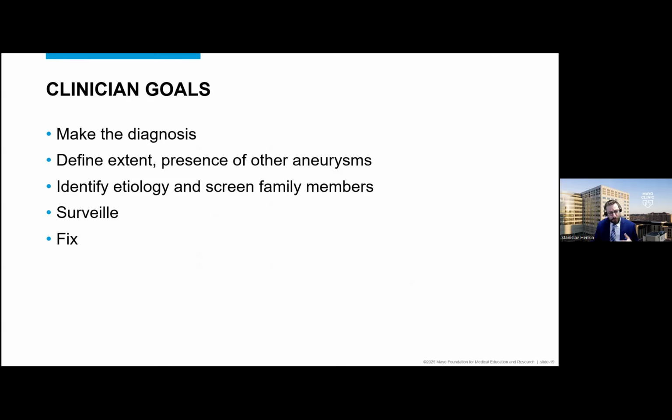And this is really multidisciplinary management for each goal, because with each goal, there can be multiple different specialties involved depending on the institution and how you structure your aortic clinic as well.